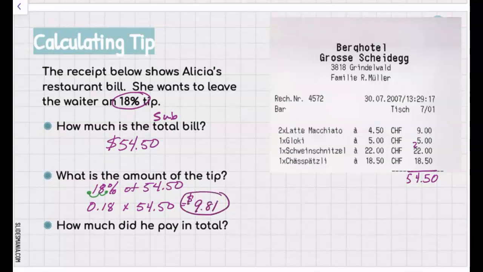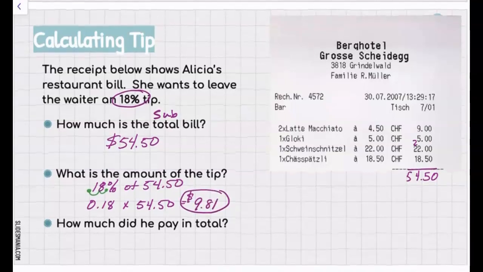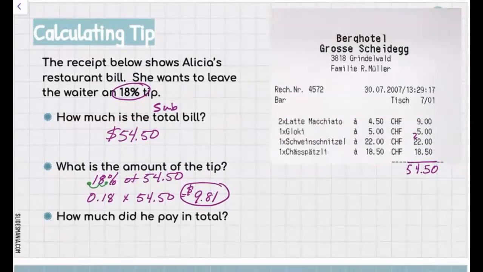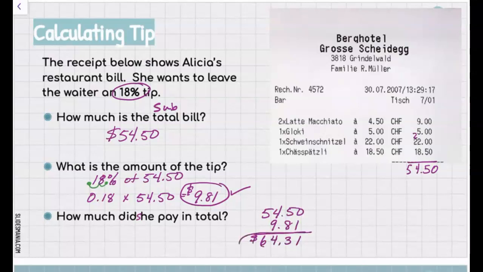So that's the total tip. Now, maybe if you're using a credit card, you would give $9.81. Most people would probably round up and just give $10. But we're going to assume that we're giving the exact amount. And so how much did she pay in total? Well, she paid for the meal plus $9.81 for the tip. And we end up with $64.31 in total.